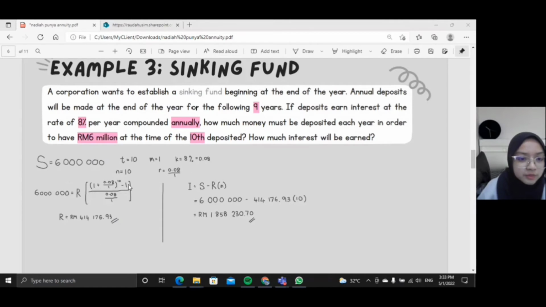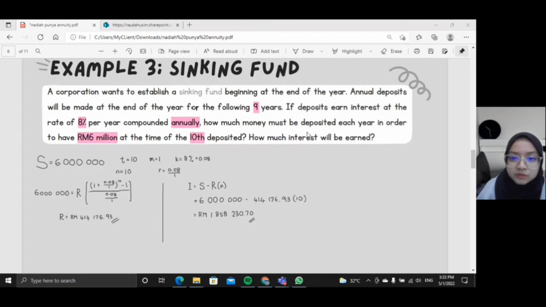Okay, just substitute all the amounts that we get from the question into the formula, and we need to find the R. So after you do the calculation here, we will get R equal to 414,176 ringgit with 93 cents.